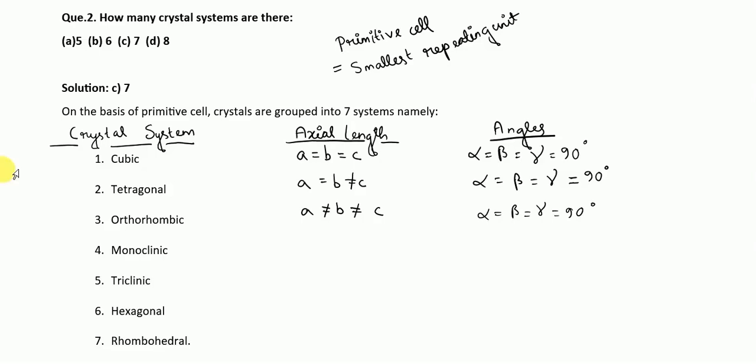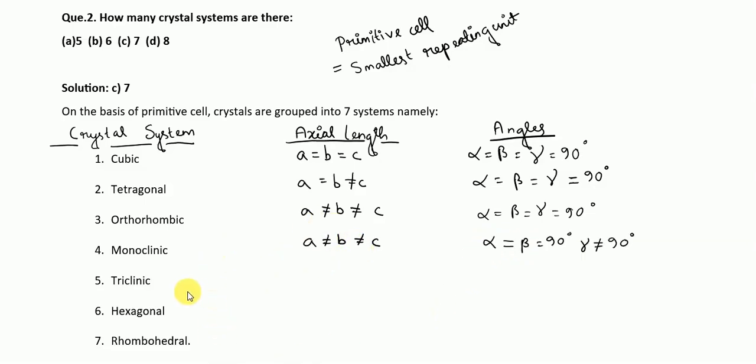Next up, we have the monoclinic crystal. In monoclinic as well, all the 3 axes are of different lengths. But what about the angles? In this case, the 2 angles are 90 degree while the third angle is something other than 90 degree. So the third angle will not be equal to the other 2 angles.